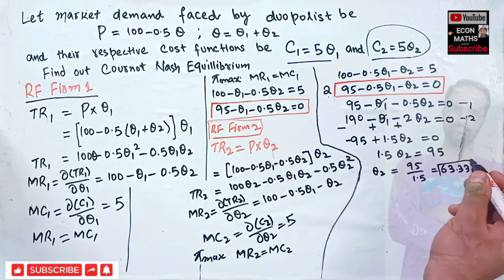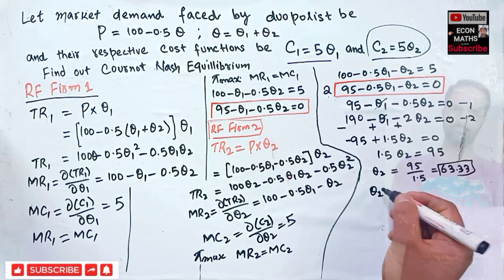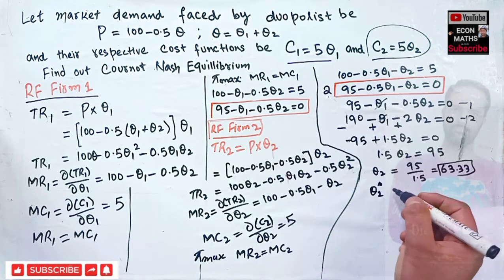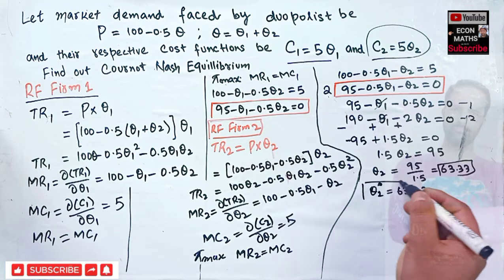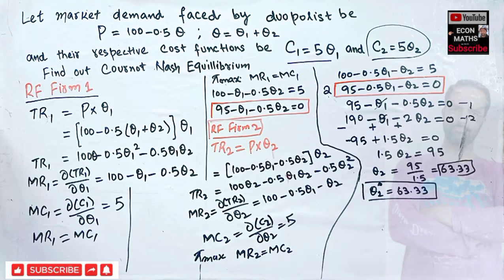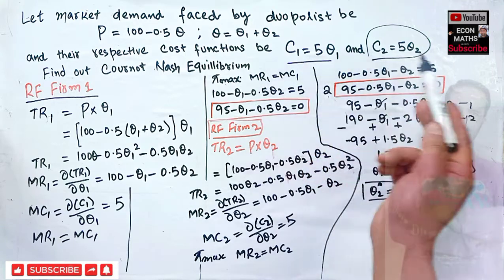which comes out to be 63.33. So the equilibrium value of q2 will be 63.33. Now to get the value of q1, just plug this value into this equation, and it will be the same, 63.33, because we have the same cost functions.